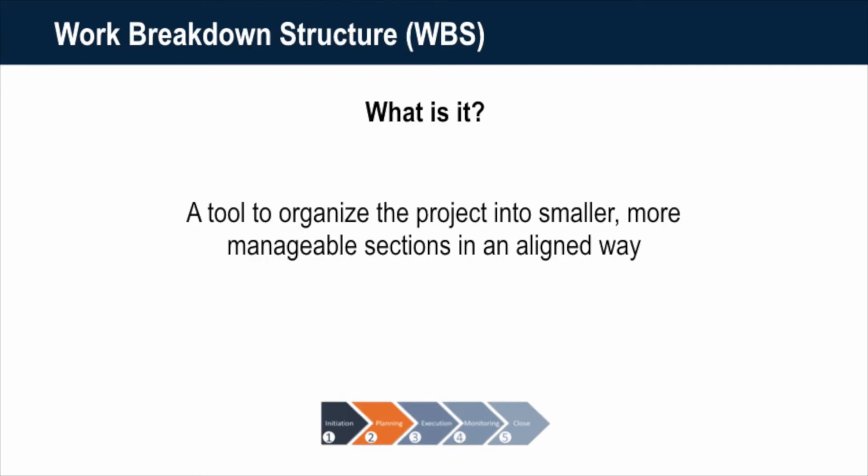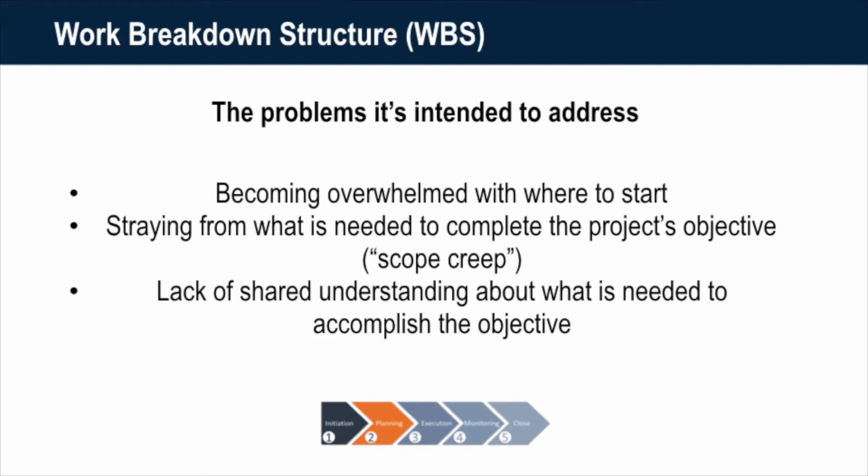So the second tool we'll talk about is what's called a work breakdown structure. And here's where we're going to get into a few activities with you all. But the first thing to mention is that this is a tool designed to organize the project into small, more manageable sections in an aligned way. So it's kind of the epitome of the best way to eat an elephant, which of course is one bite at a time. So the work breakdown structure is intended to address a few problems.